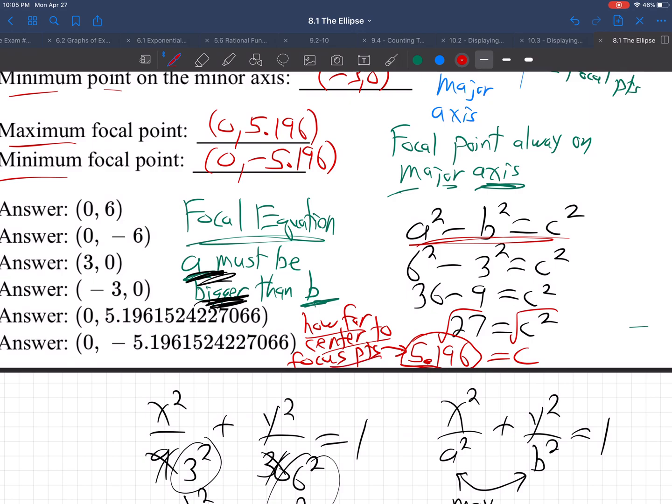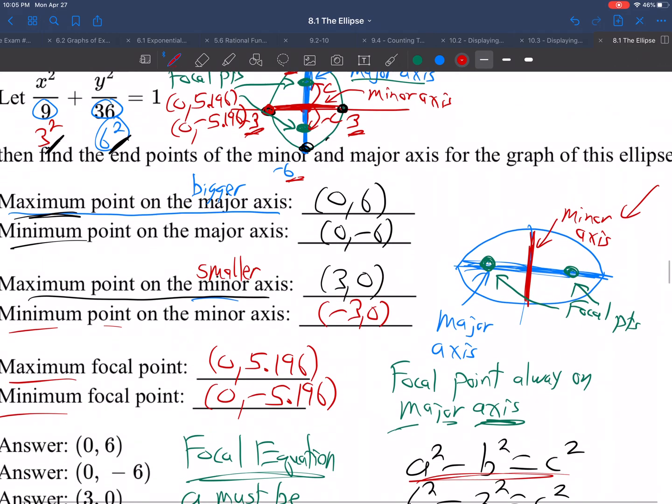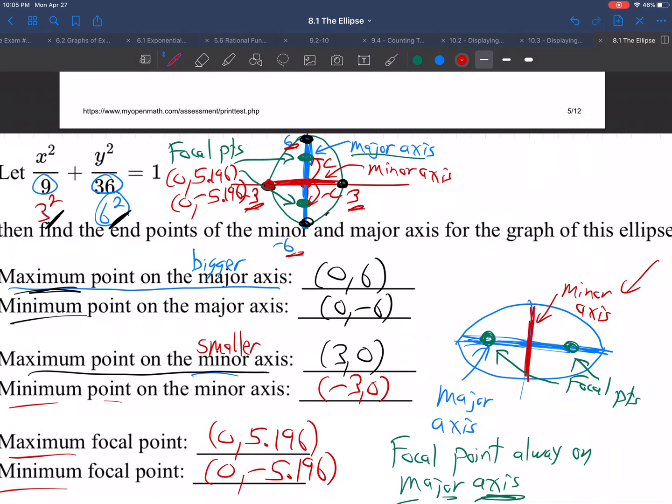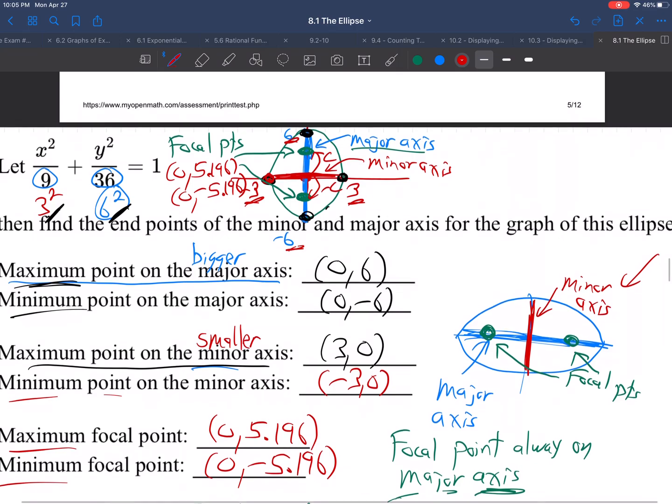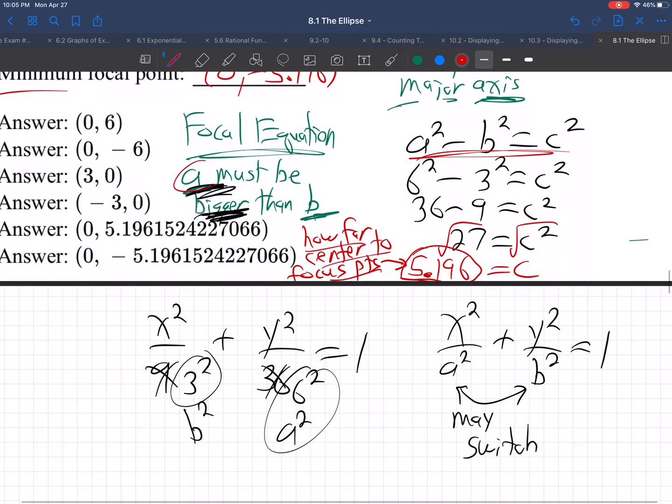So A, B, and C in these equations are always how far from the center: A and B are to the edge, right? And C is to the focal points. And A is always bigger than B when you use these equations.